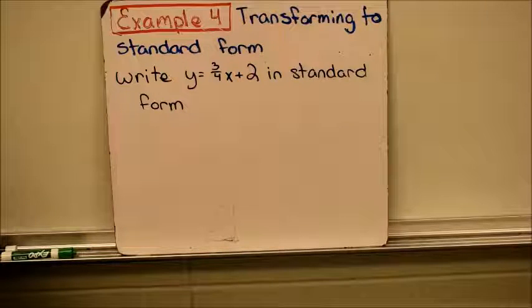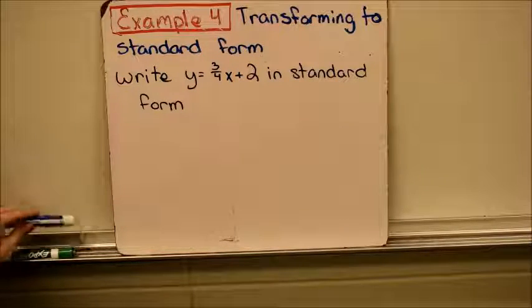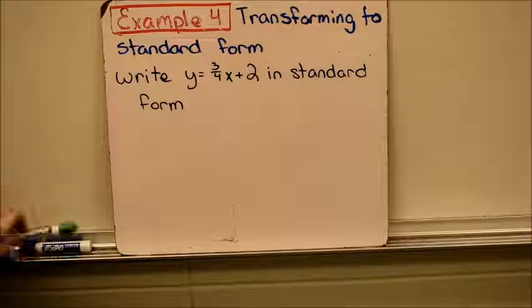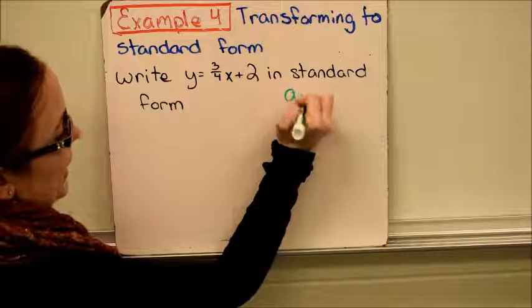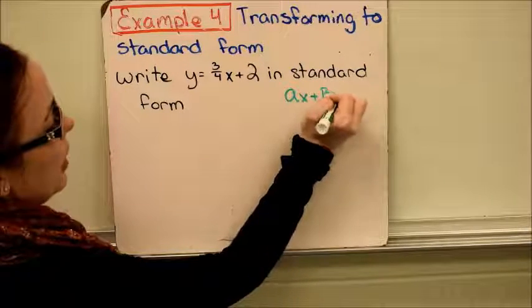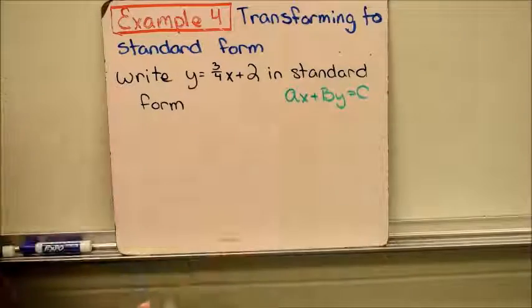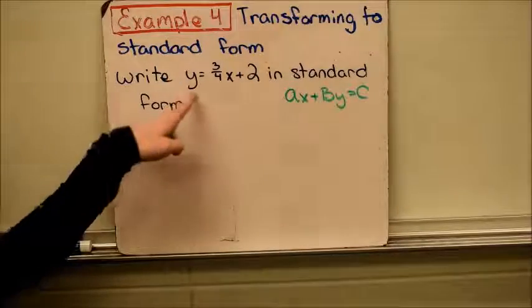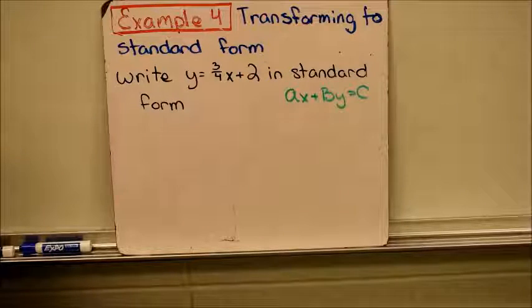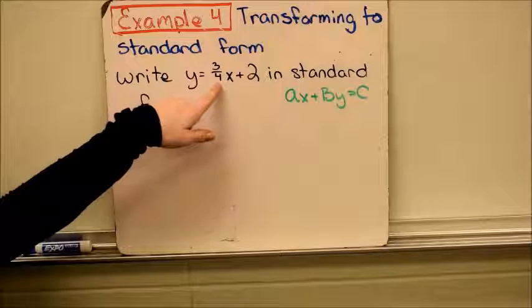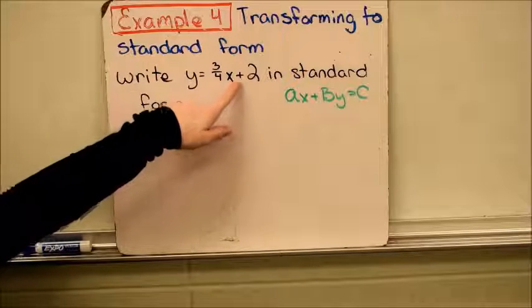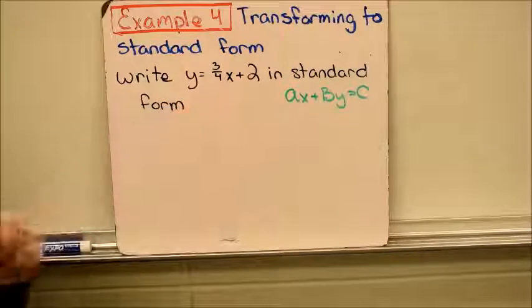So, transforming to standard form. Remember what standard form is from back in the beginning. Standard form is ax plus by equals c. We're going to transform this equation here, y equals 3/4 x plus 2, into standard form. It's currently in slope-intercept form: y equals mx plus b, where slope is m, 3/4, and b is our y-intercept.